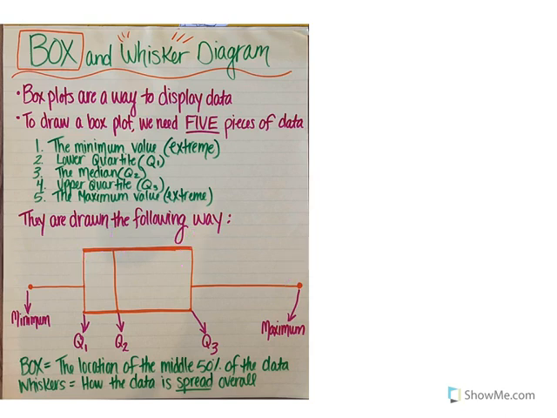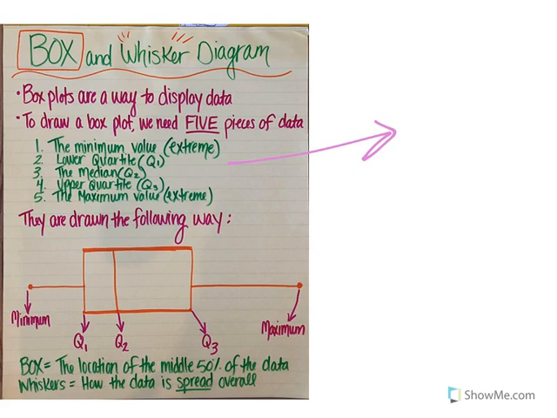So, for example, the 5 number summary are the 5 pieces of data that you need before you can draw a box and whisker diagram. So the first thing you need is the minimum value, sometimes referred to as an extreme. So the minimum value is just the smallest number in your data set.